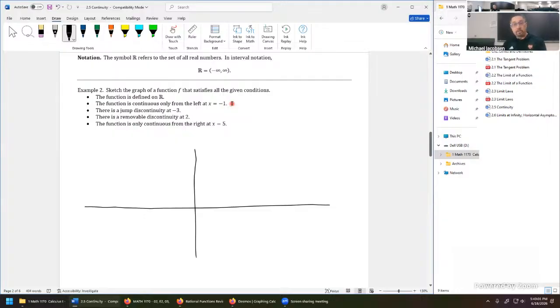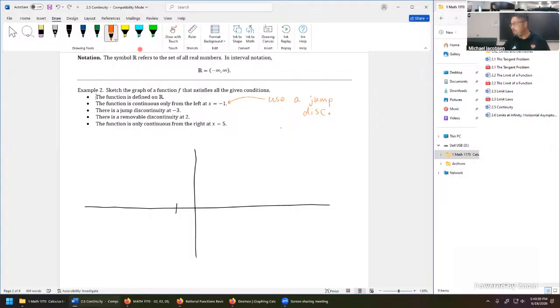Next bullet point condition says that the function is continuous only from the left at x equals -1. So let's drop a value -1 here. Continuous only from the left. When you see single-sided continuity, each and every time this comes up, a good way for drawing the graph is use a jump discontinuity.